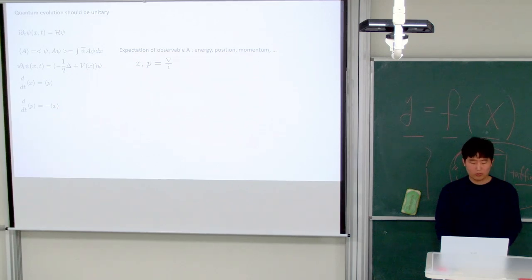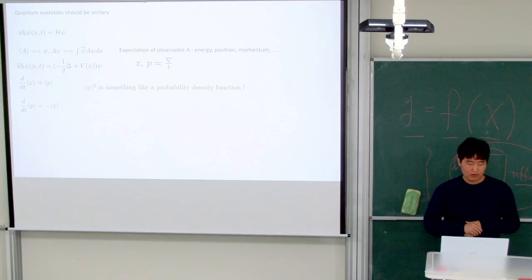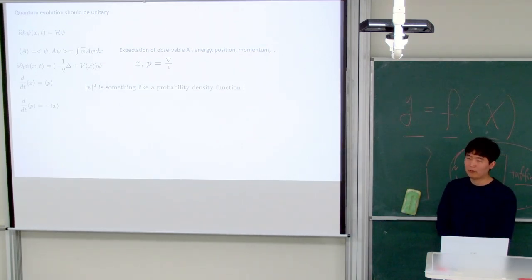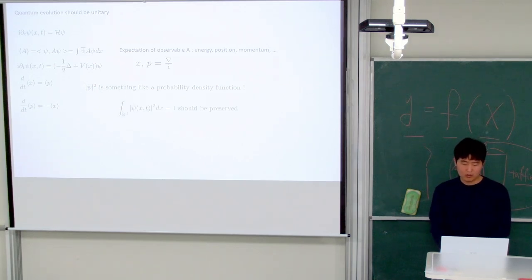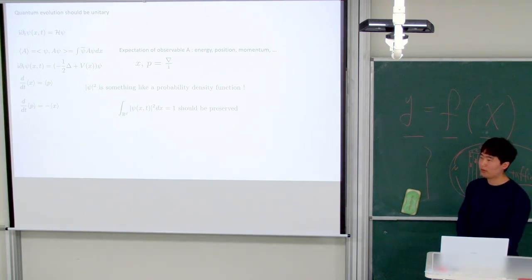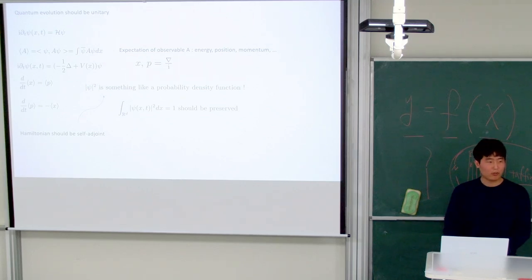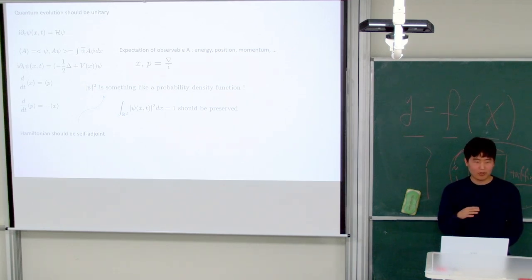So here, what is psi? What is the wave function? Indeed, the square of the amplitude of the wave function is something like a probability density function in quantum mechanics. So in order to be a probability density, this integral should equal 1 for all time. So it should be preserved. That enforces that the Hamiltonian H should be self-adjoint. Do you know self-adjoint? For a real matrix, it is symmetric. But this should be a complex matrix. So self-adjoint means symmetric for a complex matrix. Okay.